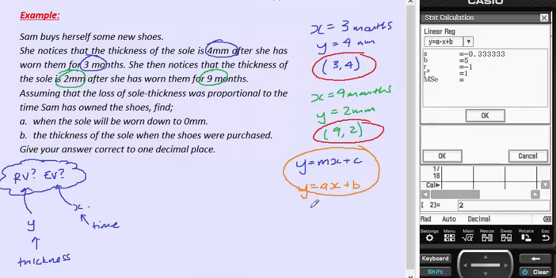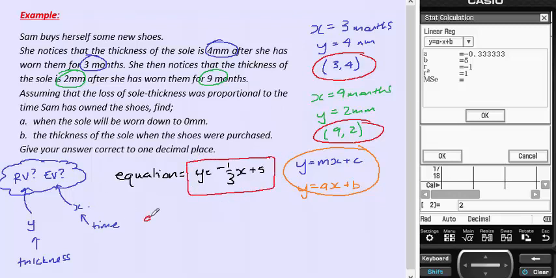So I know the equation of my line is going to be y equals negative a third. Now, negative 0.333 is negative 1/3. So I need to write that as negative a third x plus 5. And this is the equation of my line. Now that I know that, I can start substituting points in.